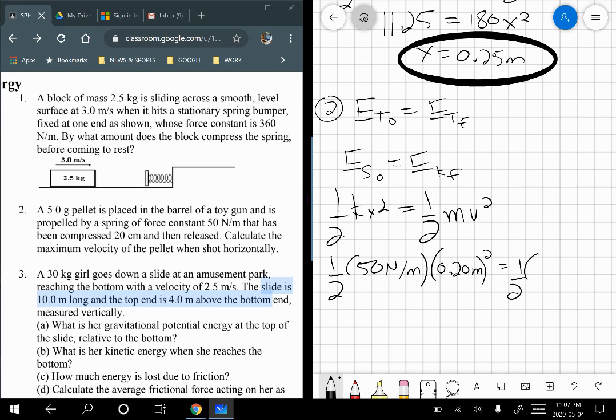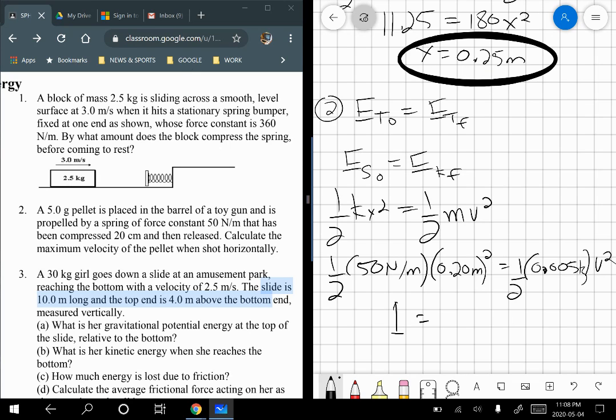1/2, it gives me the mass. The mass has to be in kilograms. That's 0.005 kilograms times v squared. And we're solving for v, the velocity that it leaves the gun with. So on the left, I go 0.5 times 50 times 0.2 squared. That equals 1. That's handy.